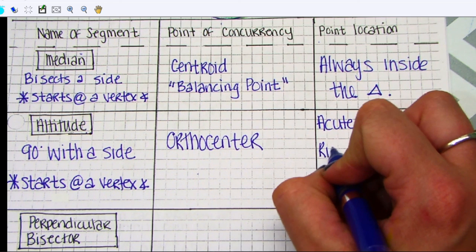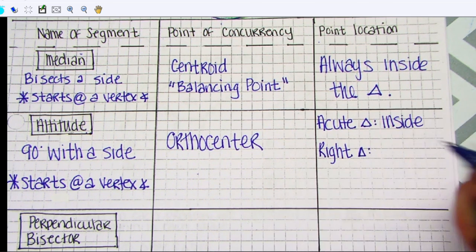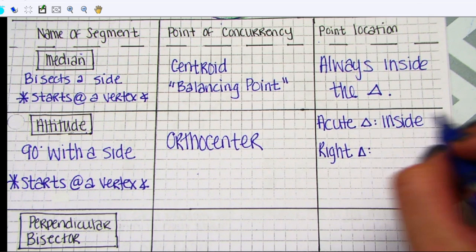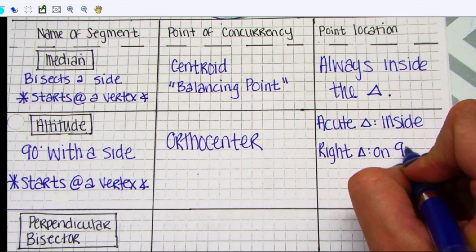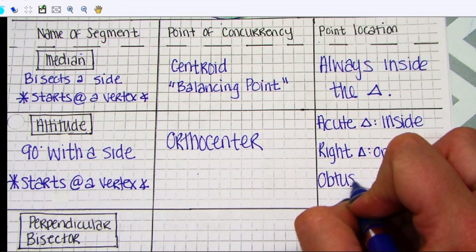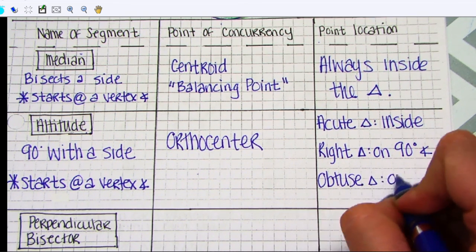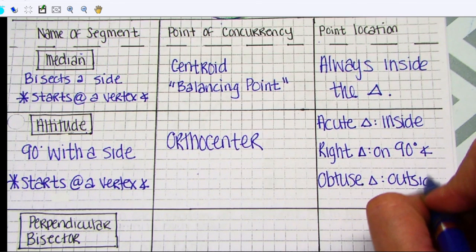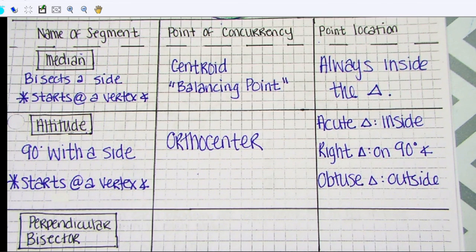We've got a right triangle. Where is it located? On the 90 degree angle. If it's obtuse, yes, always outside. The best way to remember these: think O, outside, obtuse. Orthocenter, outside, obtuse. If it's right, it's on the 90 degree angle. If it's acute, it's inside. So this one kind of moves around.